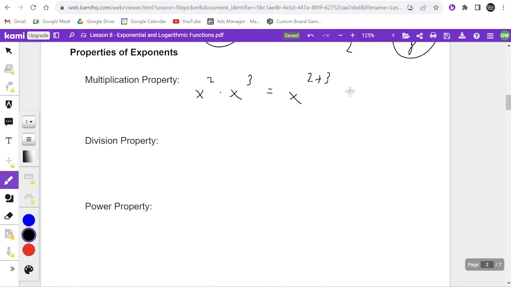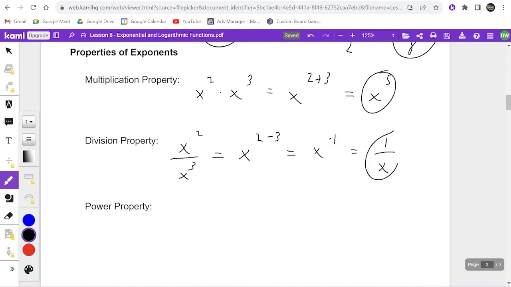In other words, multiplication became addition. Anyways, it's x to the 5th for that example. Then if I have division, like let's say x squared divided by x cubed, instead of division, it's going to become subtraction. It's going to be x to the 2 minus 3 power, and that's going to be x to the negative first. Which we remember, x to the negative first, that's the same thing as 1/x, because negative power puts it in the denominator.